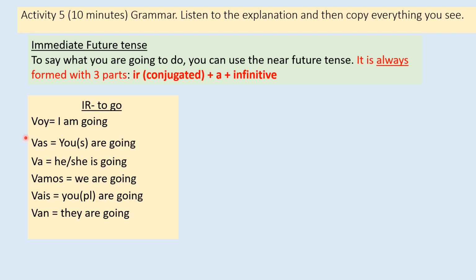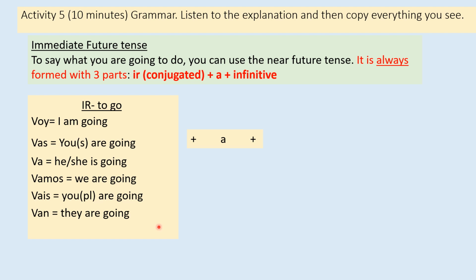So we can use voy to mean I am going. Vas, you singular are going. Va, he, she is going. Vamos, we are going. Vais, you plural are going. Or van, they are going. Okay, so we now need to add on, as you saw before in the sentence builder, a. Every single time after this verb, we need to include a. So voy a, vas a, va a, vamos a, vais a, van a.